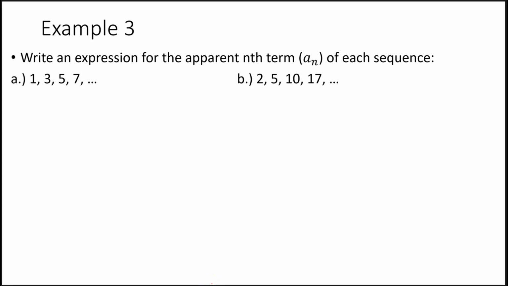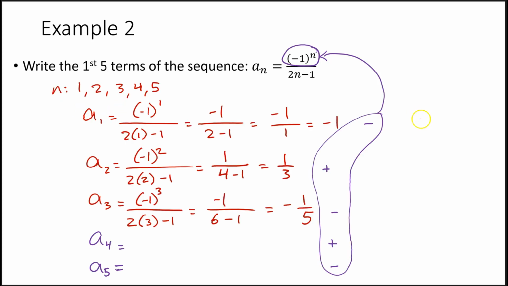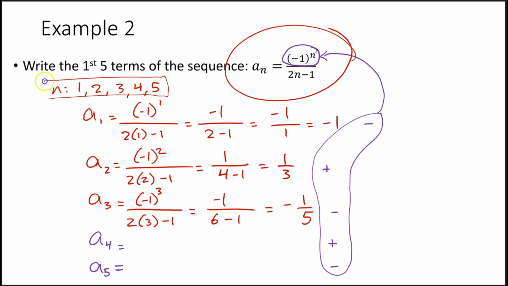The way that we're going to do this is, these are my a sub n terms. So we have a sub n is 1, 3, 5, and 7, and our n terms would have been 1, 2, 3, and 4. So think about one of our problems that we had here. We had this expression that we were then able to plug in my nth terms and get values outputted.